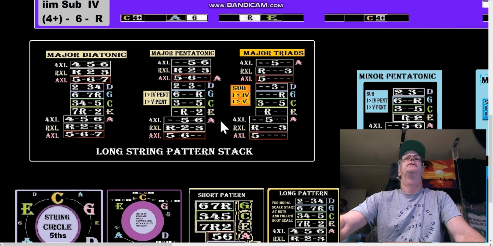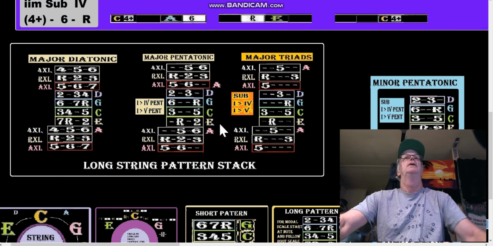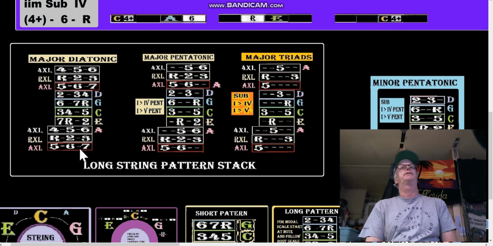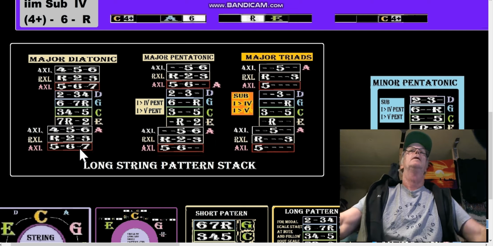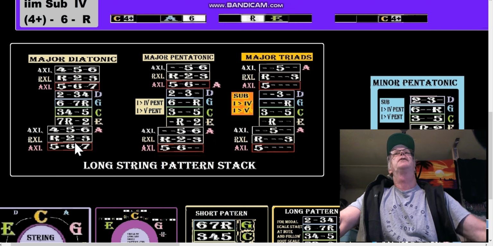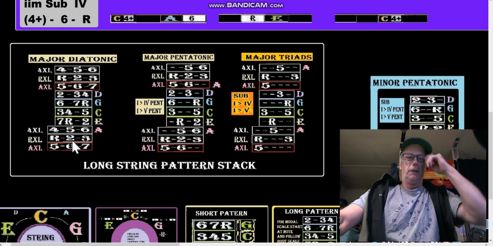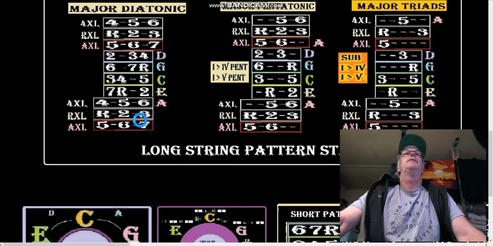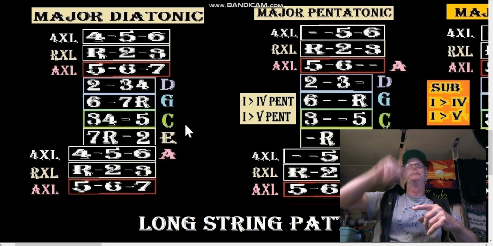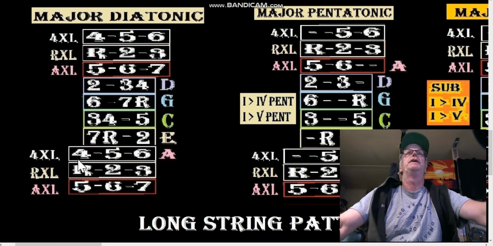So long string shaped pattern stack means the long is the 5, 6, 7. The long string shapes are the 5, 6, 7. But what I mean here by long string pattern stacks is the entire stack. So we have a stack of longs, but these are longs this way too. Why? Because there's a transition here between the 3 longs into the short pattern, and then from the short pattern I show the transition here.